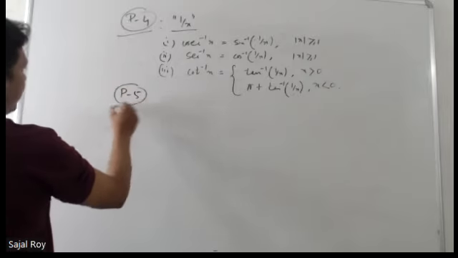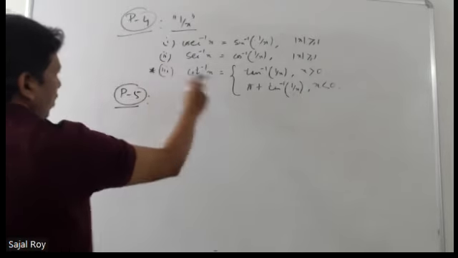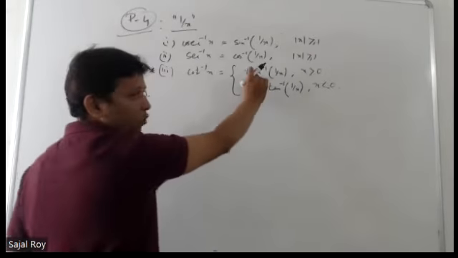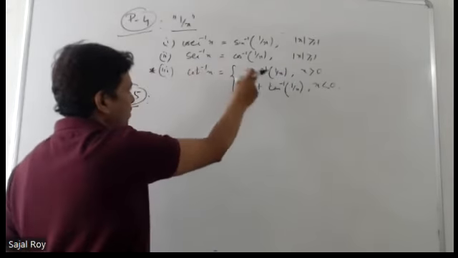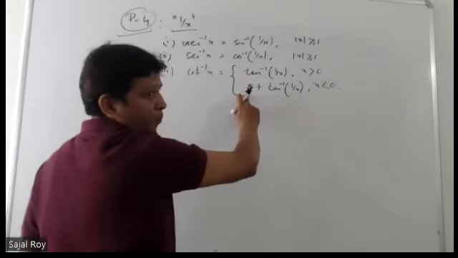Property 5. This relation is the important one, because you have two cases. If x is positive, then you can write this one because this inverse relation will hold for x positive. But if x is negative, you have to write pi.